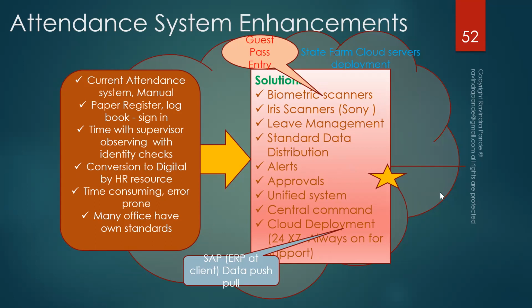And if you can see the cloud in the background, the solution is going to get deployed on the cloud. So straight from cloud servers deployment, and then we have these facilities included in the solution. Could you understand how simple the high level diagram basically is?